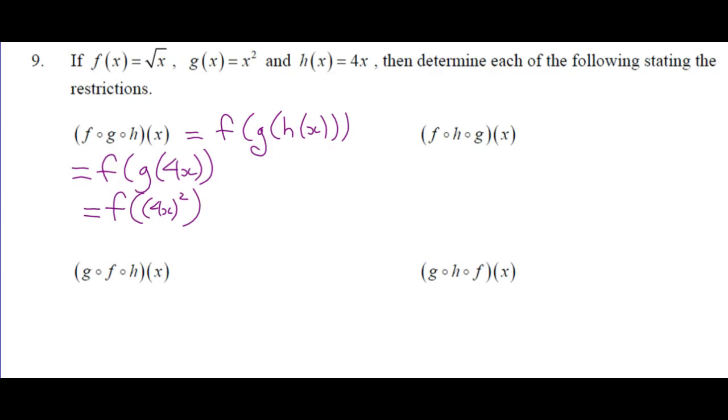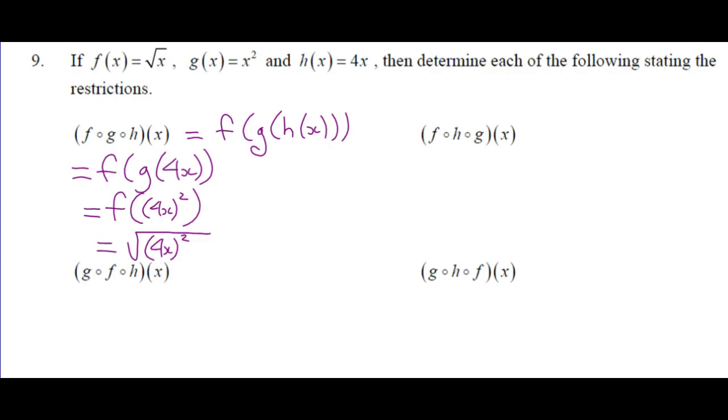G of x says, whatever's in the brackets, I'm going to square it. Okay, so that's what we did, right? We squared 4x. It's 4x that's being squared. It's not 4x squared. It's really 16x squared. Okay? Now, what does f say to do? It says take the square root. So this now becomes the square root of 4x quantity squared.